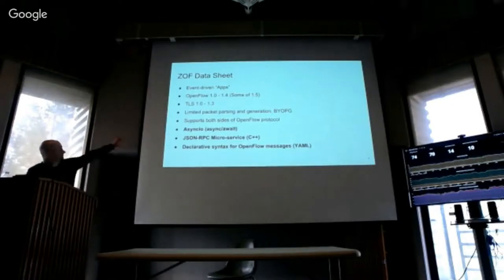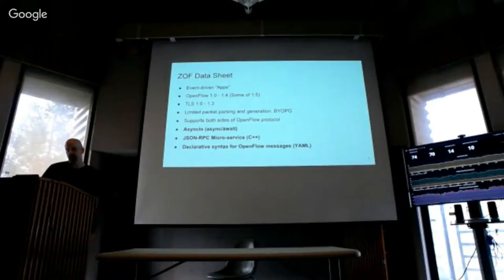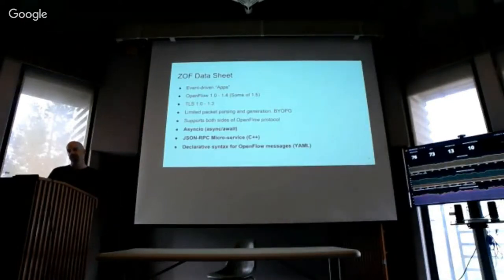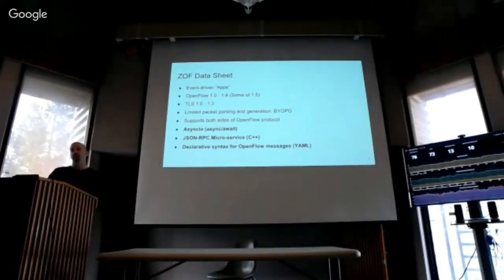So let's get down to the meaty stuff here. ZOF uses async I/O with async await. Async I/O was introduced in Python 3.4. The keywords were introduced in Python 3.5, so I require Python 3.5. Now, Python 3.6 supports a little bit more, and it's at least 15% faster. So if you're using this, you want to use Python 3.6.